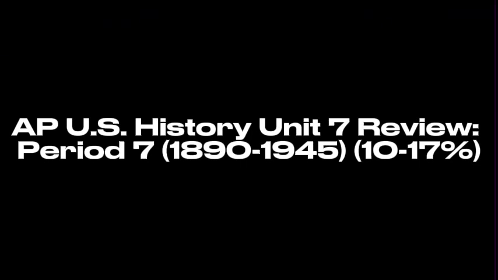Programs like the Public Works Administration, PWA, funded massive infrastructure projects, bridges, dams, schools, creating jobs. The Civilian Conservation Corps, CCC, put hundreds of thousands of young unemployed men to work on conservation projects in national parks and forests. And the TVA, Tennessee Valley Authority. That was huge and ambitious. It aimed to modernize the entire impoverished Tennessee Valley region by building dams for flood control and hydroelectric power, bringing electricity, jobs, and improved farming techniques. It showed the government could transform a whole region.